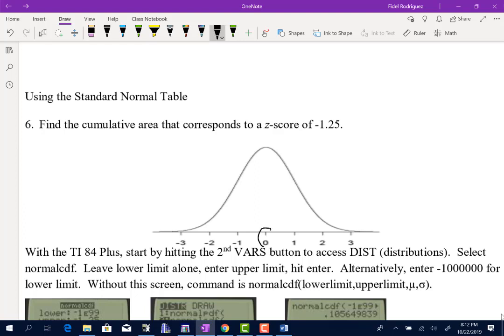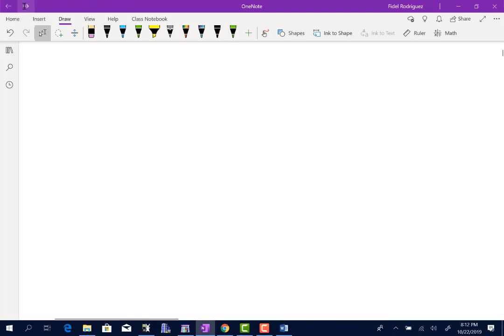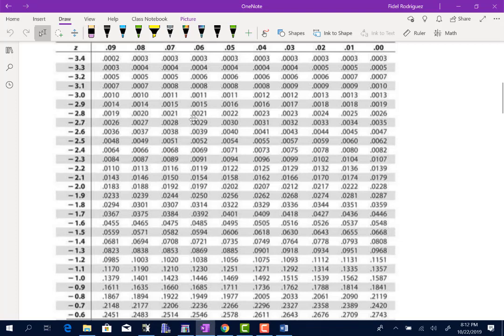Okay, so I want you to notice something here. My z-score right here is what number? 0. Here it's negative 1, here it's negative 2. Negative 1.25, guys, would be somewhere right about here. And in essence, what we're doing is trying to figure out what's the area to the left of that number, okay? So what we're going to do is look at our table. I think I have it right here. And we're looking at negative 1.25, right?